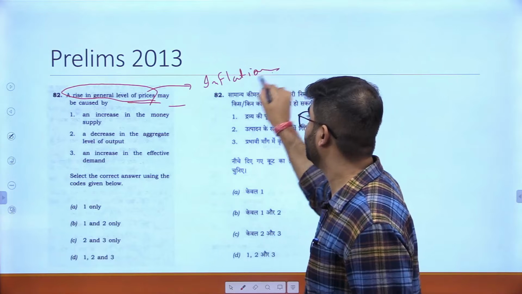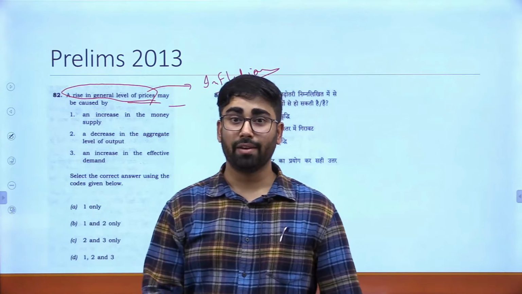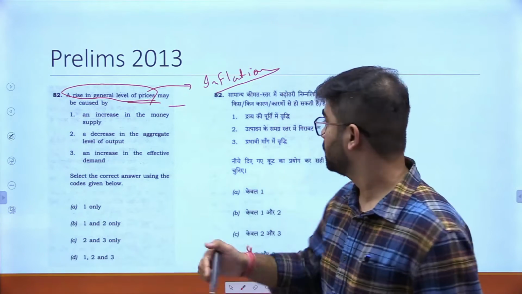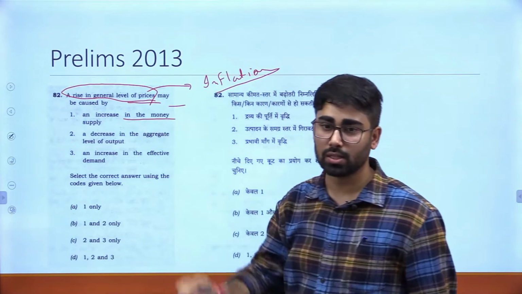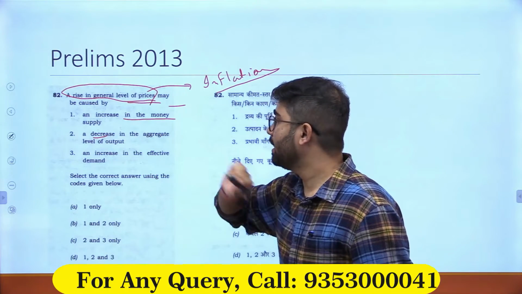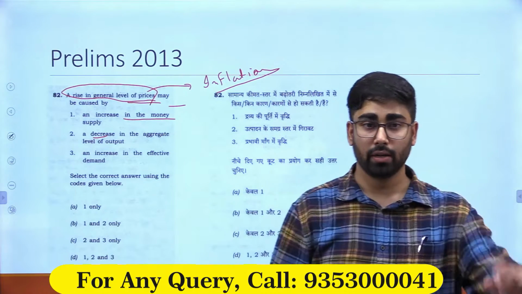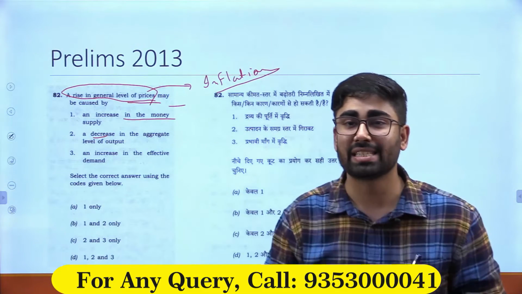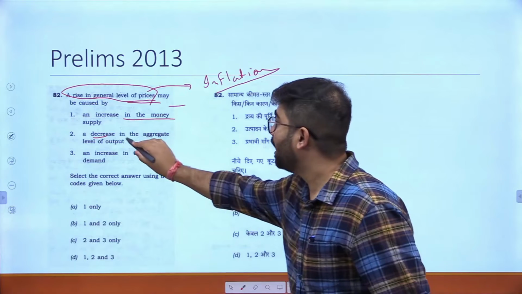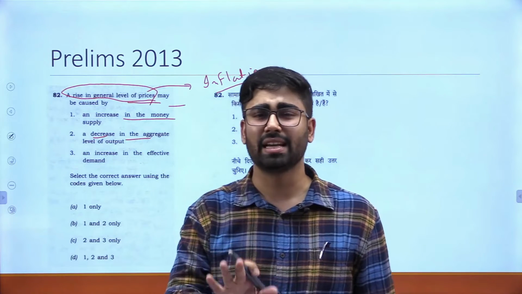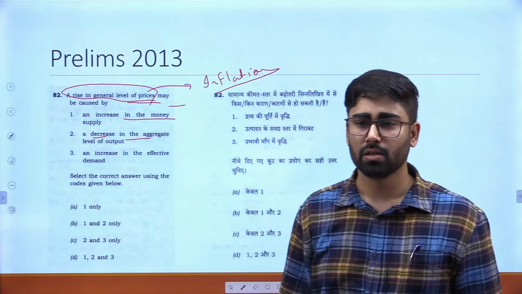Inflation only. Now, inflation is caused by increase in money supply. Is the first statement correct or not? Or the second statement, a decrease in aggregate level of output. Second statement, please don't be confused by the second statement. The second statement essentially means a decrease in level of supply. Aggregate output, decrease in level of supply.